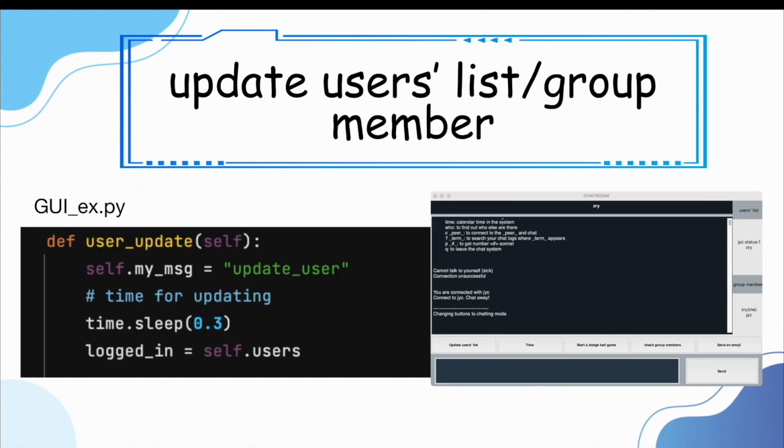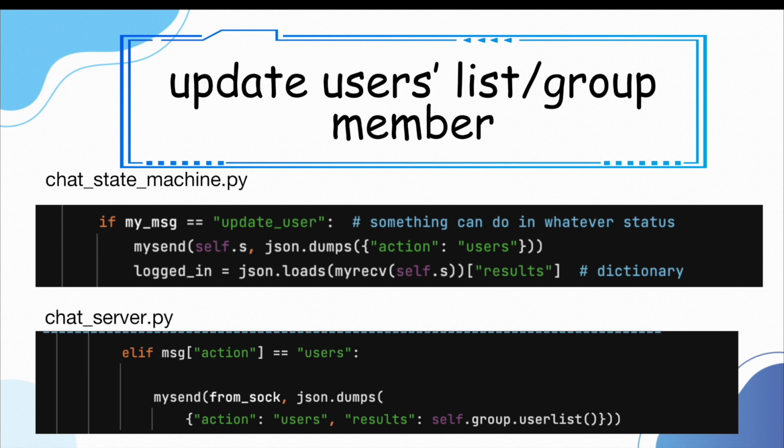Second, let's see a new function that I invented for this chat system, which is update users list. By using this function, we can have a users list and a group member list at the right side of the chat system. We first send out a message in the GUI, and when the chat state machine receives this message, it will use the protocol to get the result from the server so that the user list can be updated.